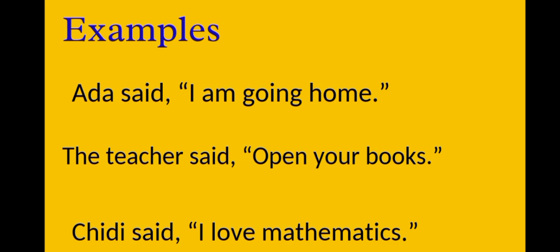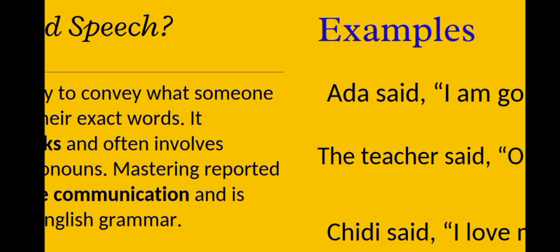Examples of direct speech we have: Ada said, comma. So when you're giving a direct speech or you're writing a direct speech, you will always put a comma after the reporting verb, which is said in this case. So Ada said, comma, then you will now quote the exact thing Ada said: "I am going home." The teacher said, comma, "Open your books," in quotation marks. Chidi said, comma, "I love mathematics," also in quotation marks.